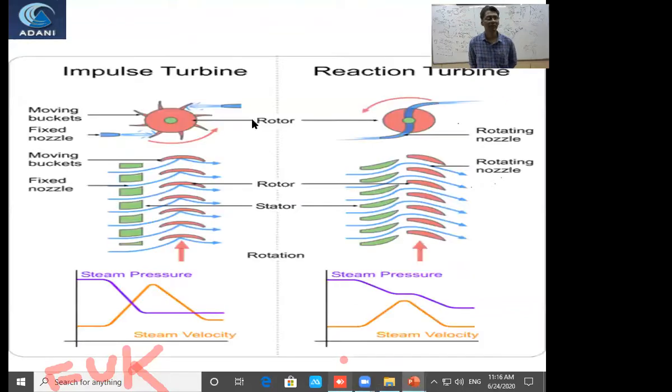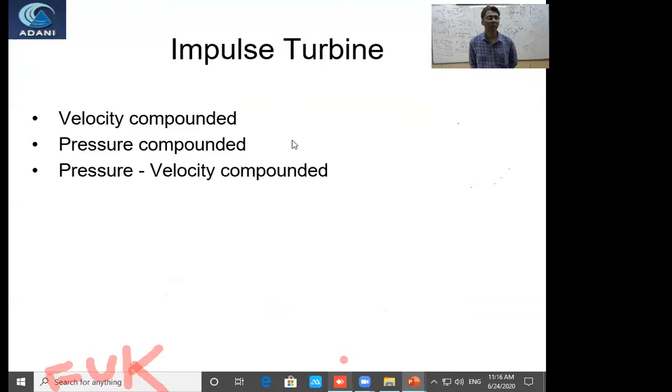There are three types of compounding or staging, step by step. One is velocity compounded, which means velocity is reduced step by step. Pressure compounded, and maybe a combination of both, pressure velocity compounded. So next.